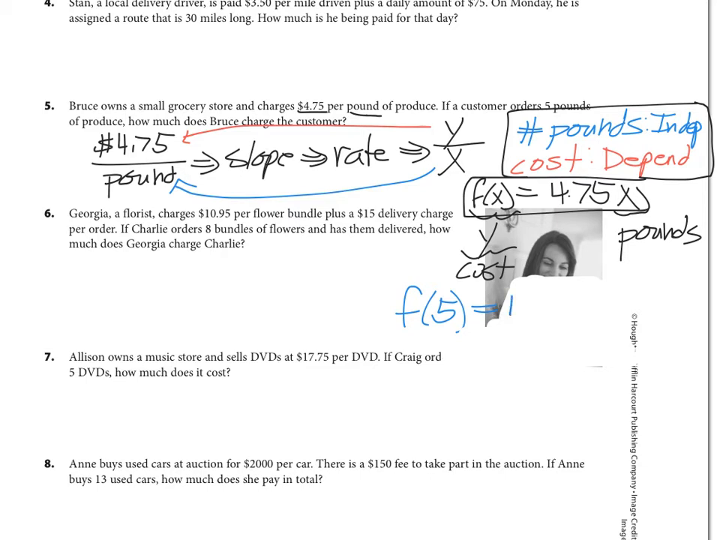So we've got 475 times 5. So all we're doing is we're taking that 5 and we're plugging it in for x. So when we do that, let me get my calculator here. So 475 times 5 is 2375. So it would be 2375, and that would be in dollars.